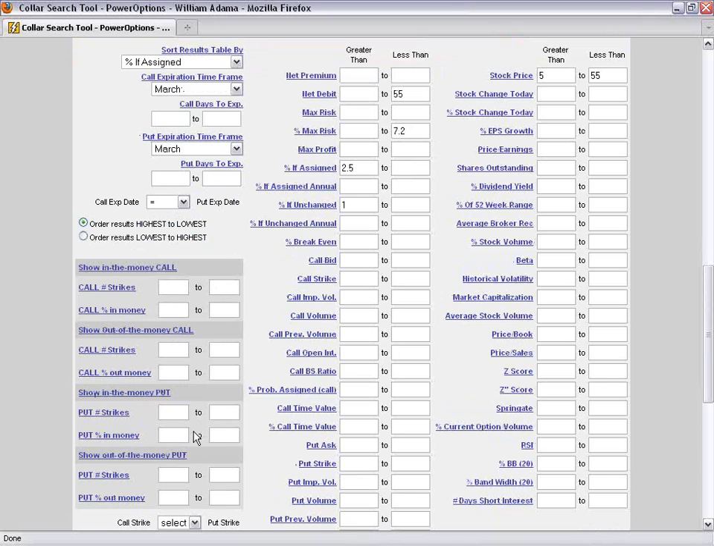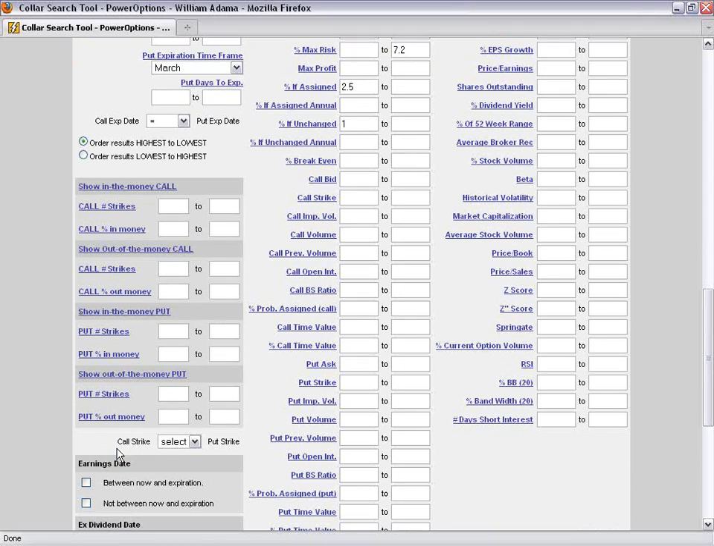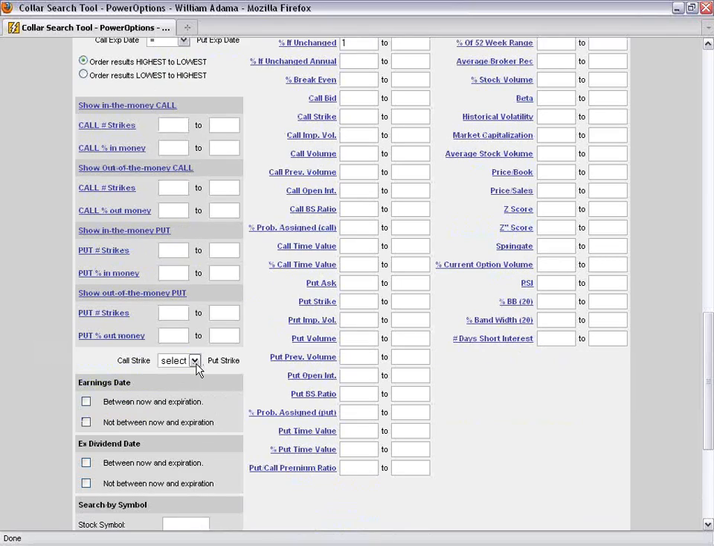All right, now for right now, I'm going to come back to this, but I'm not going to put anything in the ranges for showing the call in or out of the money or showing the put by percentage range or number of strikes in or out of the money, and I'll explain why in a moment. But for right now, I'm not going to do that. Well, I do want the call strike to be greater than the put strike. I don't want them to be equal in a standard collar. I want them to be different. I want the call strike to be above the put strike price.